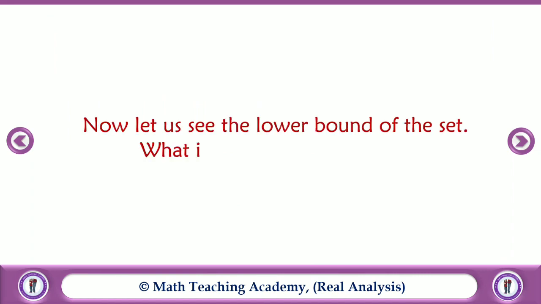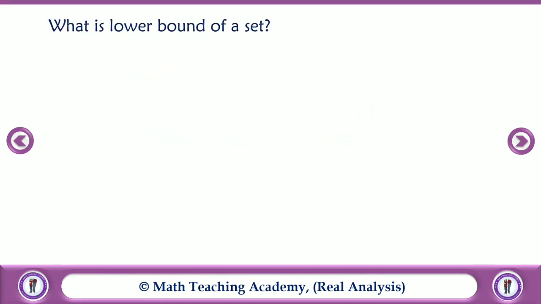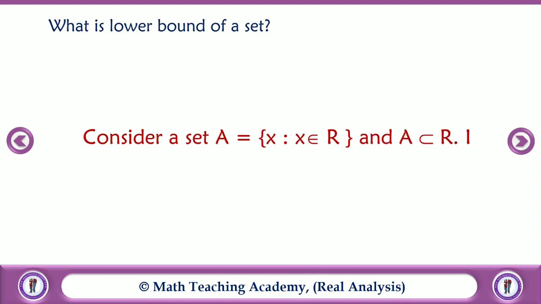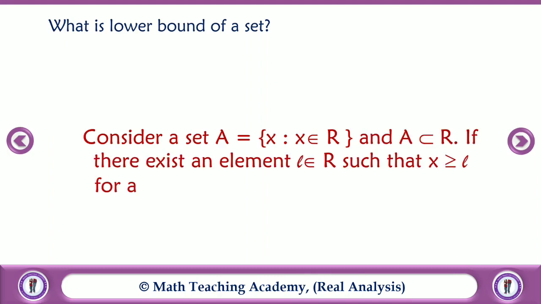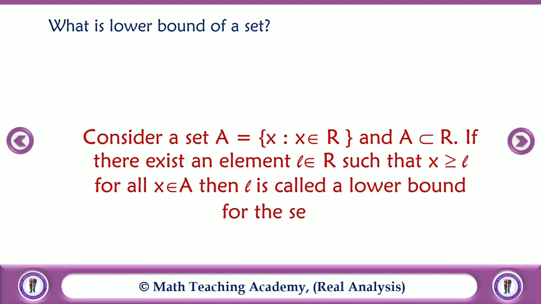Now let's see the lower bound of a set. What is the lower bound of a set? Consider a set A equal to the set of all x such that x belongs to R, and A is contained in R. If there exists an element L belongs to R such that x is greater than or equal to L for all x belongs to A, then this L is called a lower bound for the set A. Here A is a subset of R. If it is possible to find any real number less than all the elements in A, then that real number is called a lower bound for the set A.